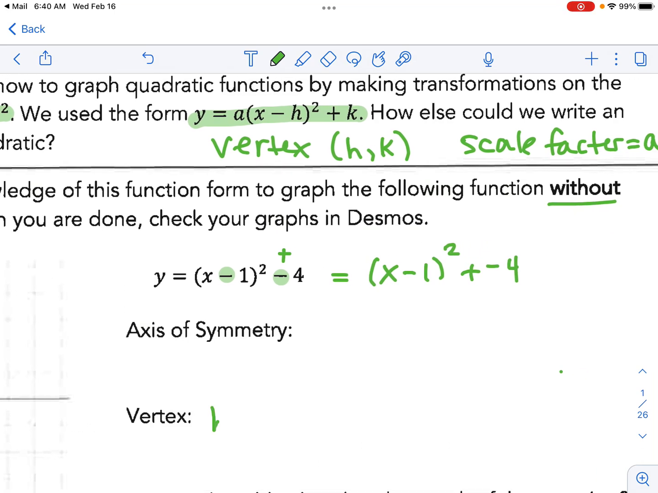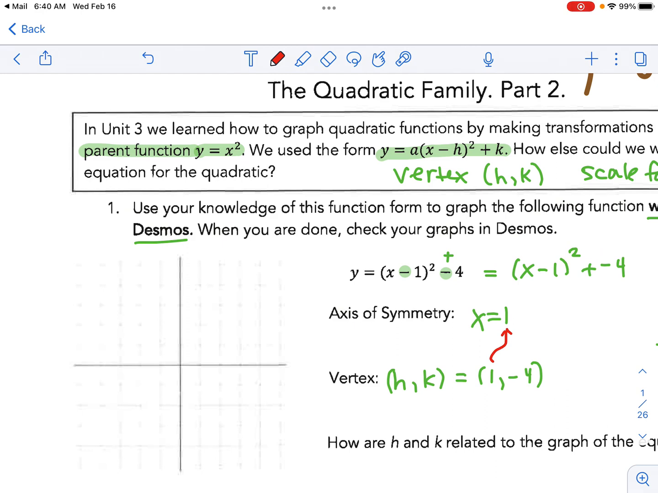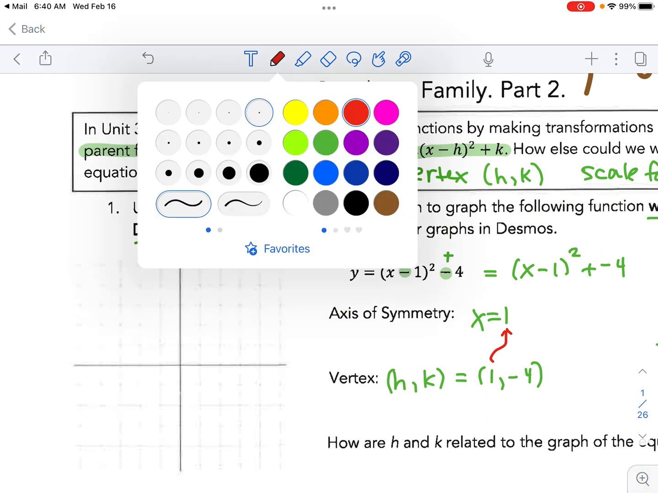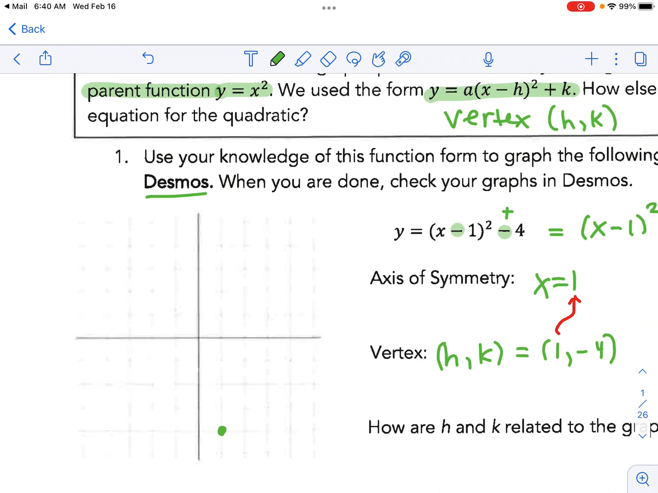So we know that our vertex h comma k, once we've written it in the vertex form, is 1 comma negative 4. And our axis of symmetry goes through that vertex, and the axis of symmetry is vertical, so it's going to be x equals 1. Notice that it really is just the x coordinate of the vertex. And so graphing that, we're going to do the vertex 1 comma, excuse me, 1 comma negative 4. So 1 over, 1 down, 1, 2, 3, 4. So that's the vertex for this quadratic.